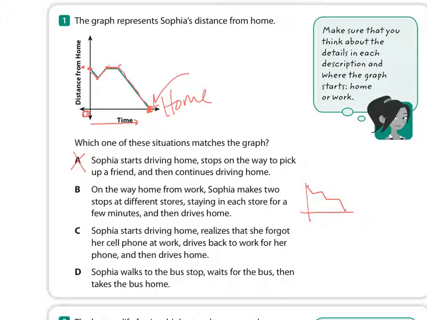So our graph would look something like that. He starts at his house in New Jersey, goes to his friend's house, and it can be part of the graph. Which part of the graph shows Micah's wait at the train station? Let's look at letter D. Sophia walks to the bus stop, waits for the bus, then takes the bus home.